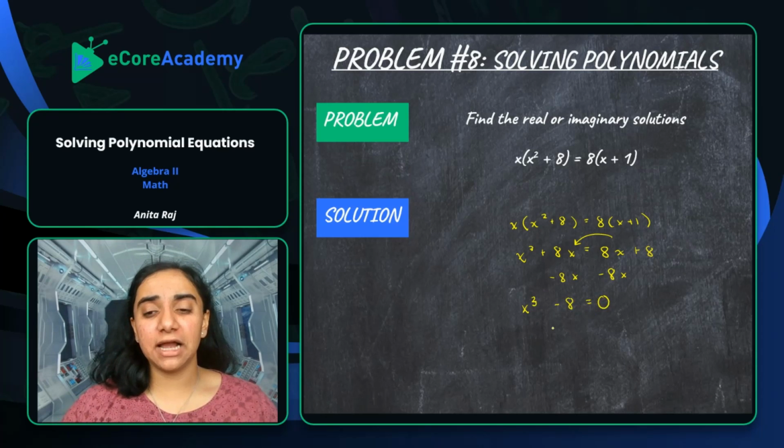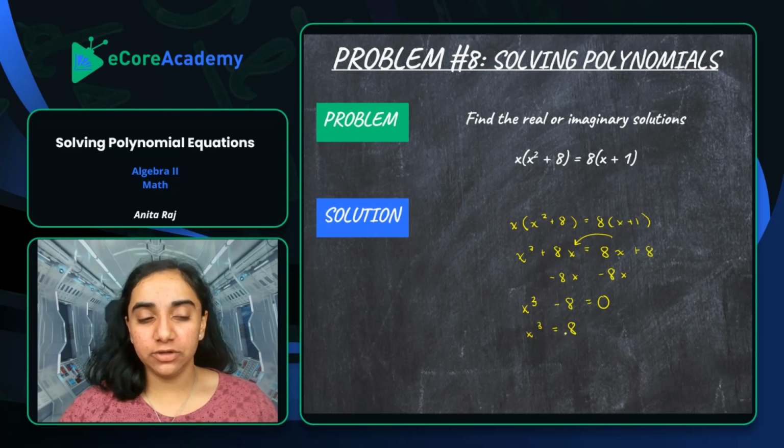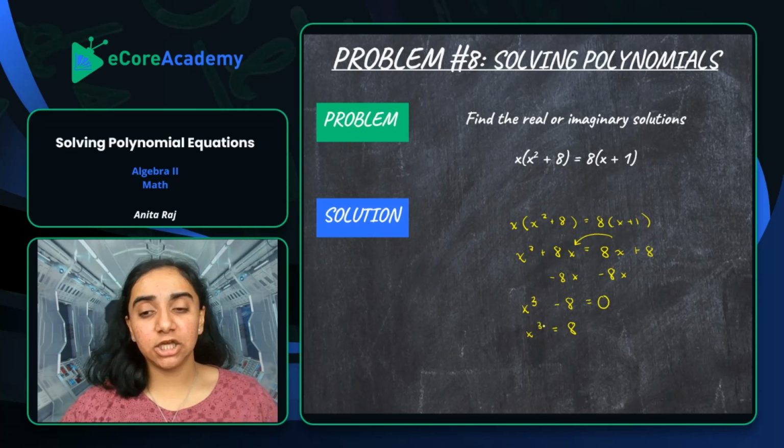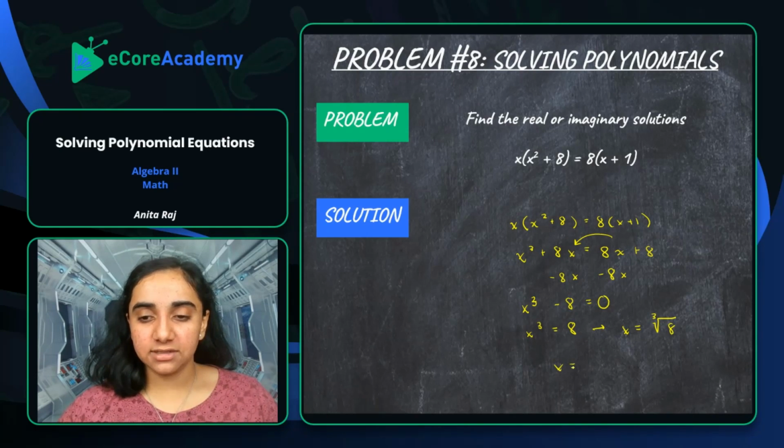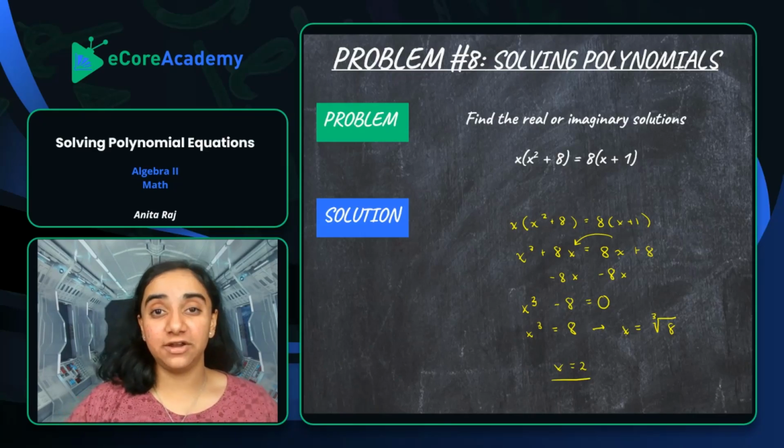What you can do now is add 8 to both sides because you can take the cube root of 8 and solve this. If you rewrite this as x cubed equals 8, leaving the 8 on the right side, you can then take the cube root of both sides and you'll get x is equal to the cube root of 8, and the cube root of 8 is equal to 2, so x is equal to 2, and that is your final answer.